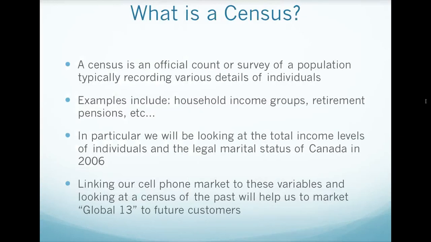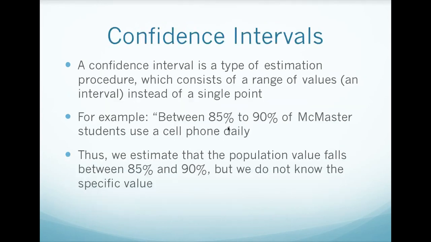A census is an official count or survey of a population, typically recording various details of individuals. For example, it can include household income groups or retirement pensions. In particular, we will be looking at the total income levels of individuals and the legal marital status of Canada in 2006. We will link our cell phone market to these variables, and looking at a census of the past will help us to market Global 13 to future customers. So when looking at the total income levels of individuals, we would be able to tell whether or not they could afford a cell phone.